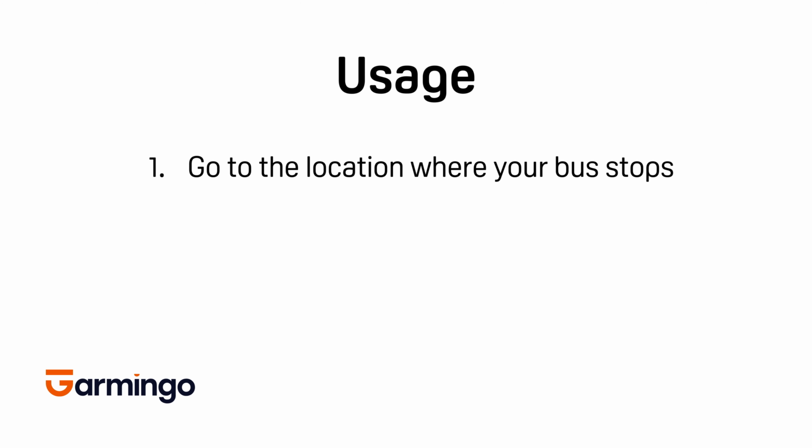Using it is pretty simple. Go to the location of your bus stop. First, go to the point on the street where the bus should stop. Only the coordinates are relevant. The heading can be ignored. Now hit the hotkey once and you should see a confirmation message saying Added Stop Position.